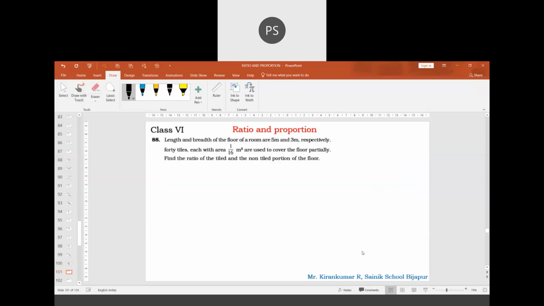Very good. Question 88. Just observe the question. Length and breadth of the floor are 5 meter and 3 meter respectively. 40 tiles, each with area 1 by 16 meter square, are used to cover the floor partially. Find the ratio of the tiled and non-tiled portion of the floor.